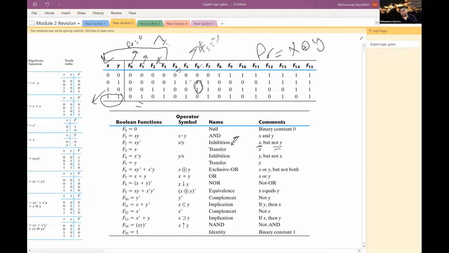Do you have any question? Is the buffer same as the wire? Yes. The buffer is like a wire.